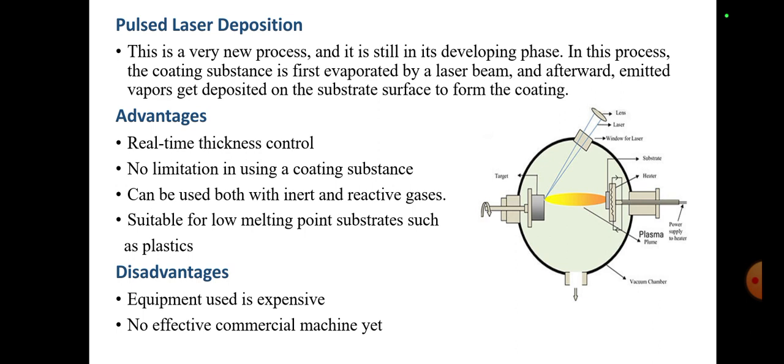Then pulsed laser deposition. This is a very new process and it is still in its developing phase. In this process, the coating substance is first evaporated by a laser beam, and afterward the emitted vapors get deposited on the substrate surface to form the coating. Advantages: real-time thickness control, no limitation in using a coating substance, can be used with both inert and reactive gases, and suitable for low melting point substrates such as plastics.